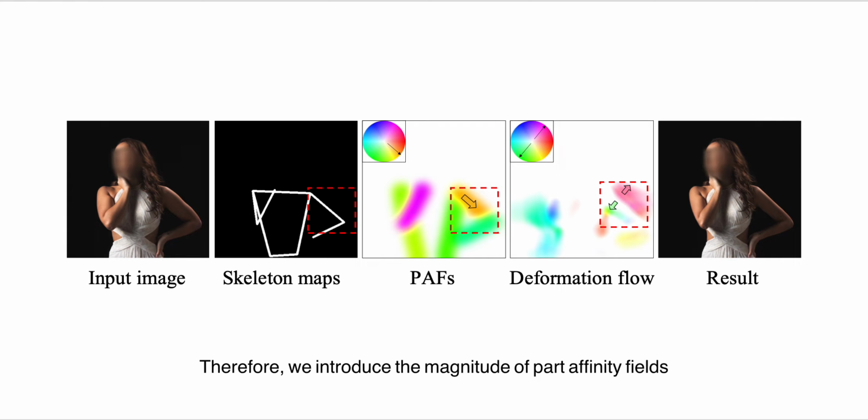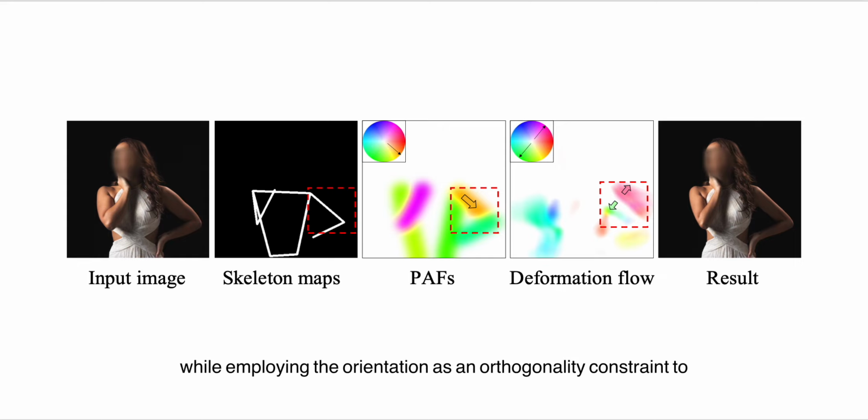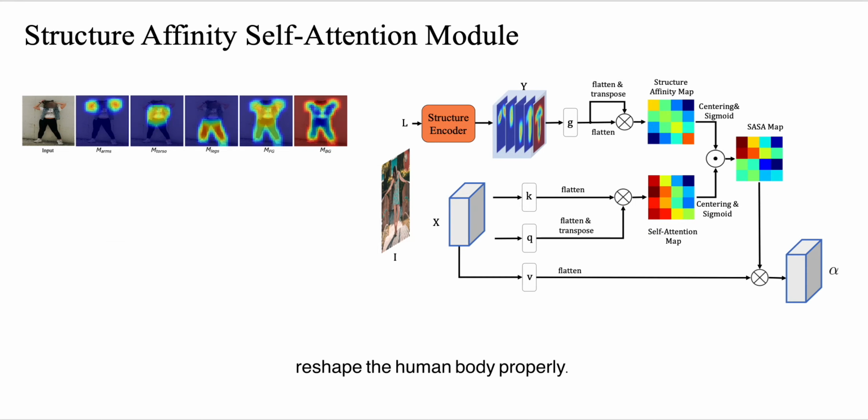Therefore, we introduce the magnitude of part affinity fields to our attention mechanism, while employing the orientation as an orthogonality constraint. To reshape the human body properly, we wish the generated flow to be consistent among body parts. We employ a compositional attention mechanism for this purpose.